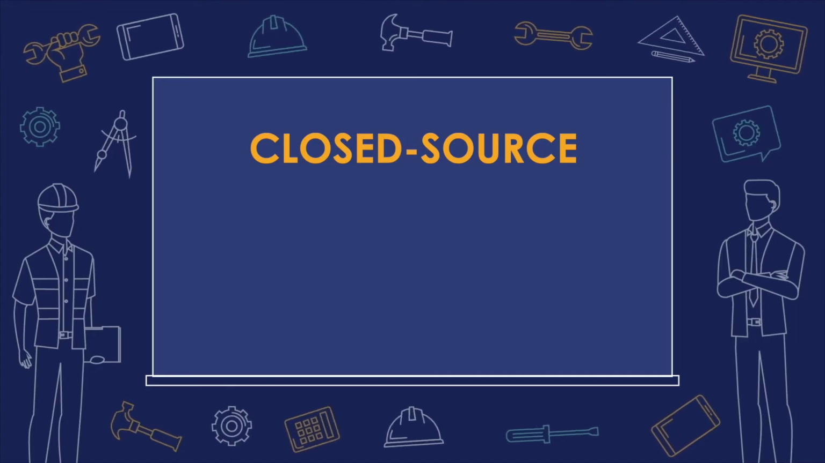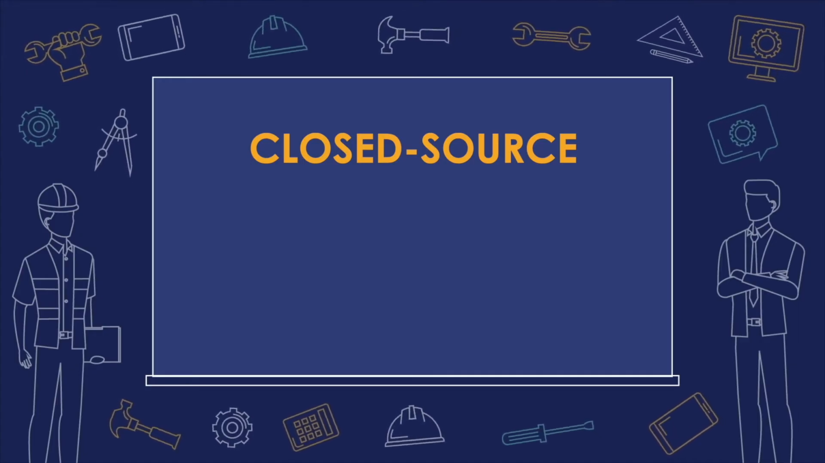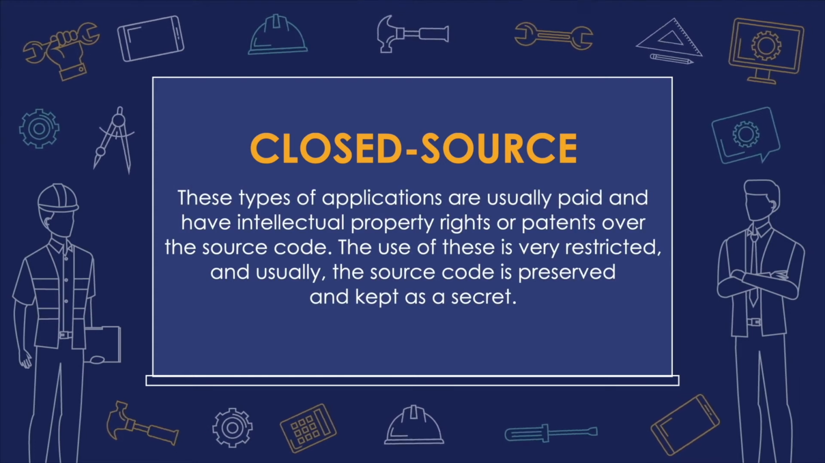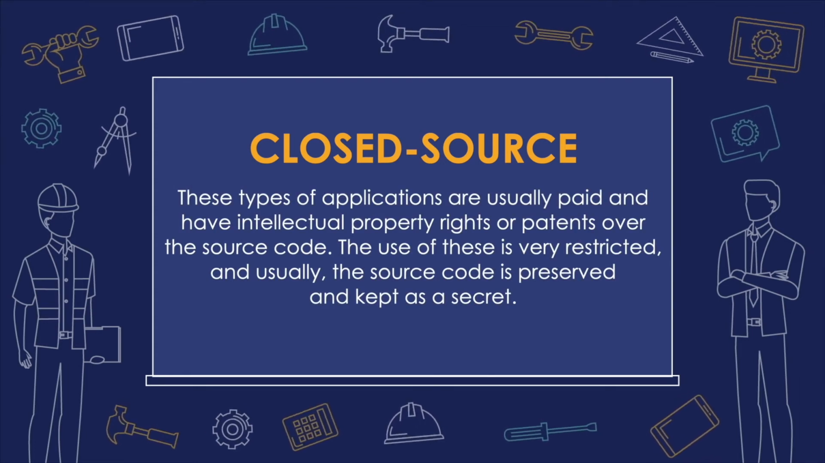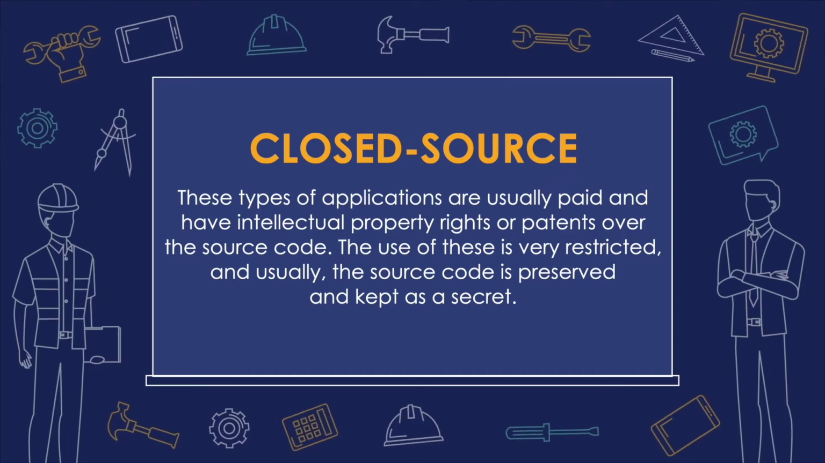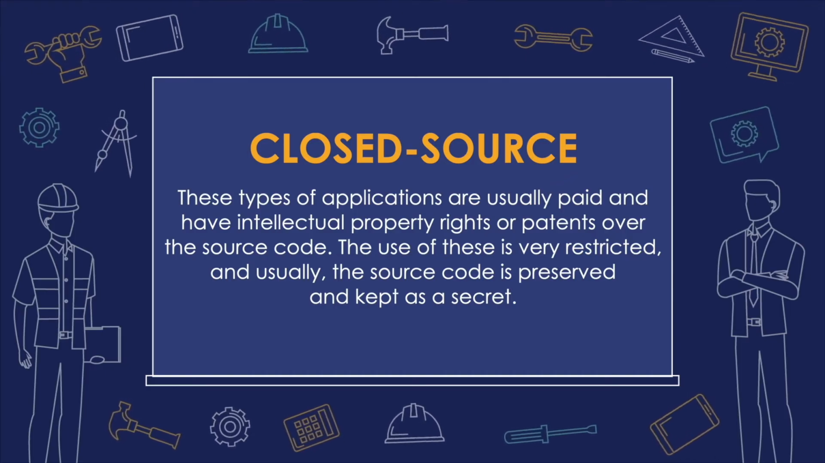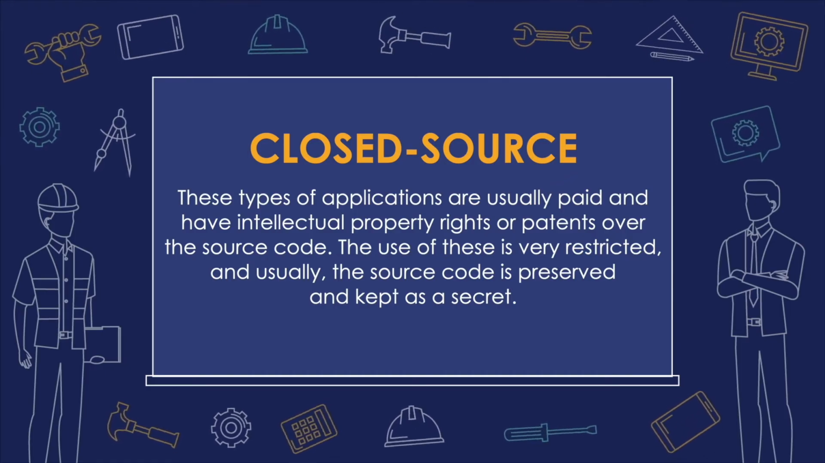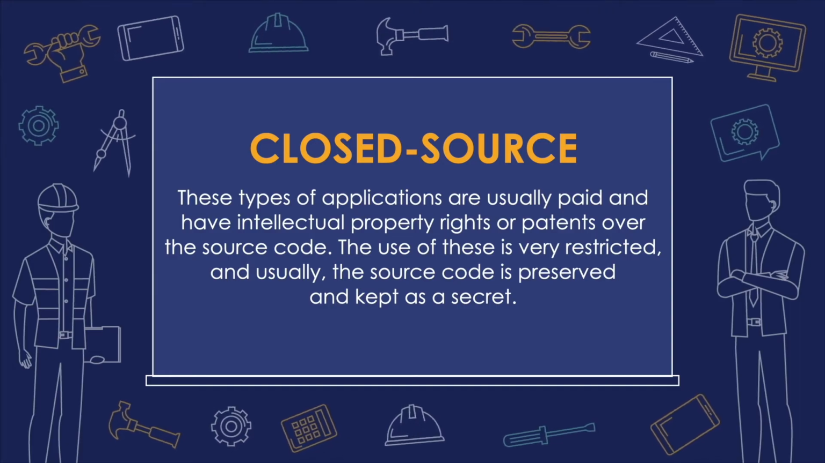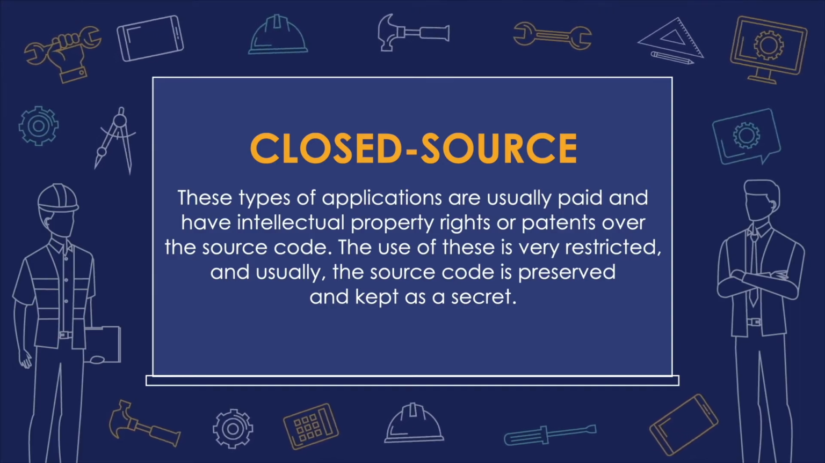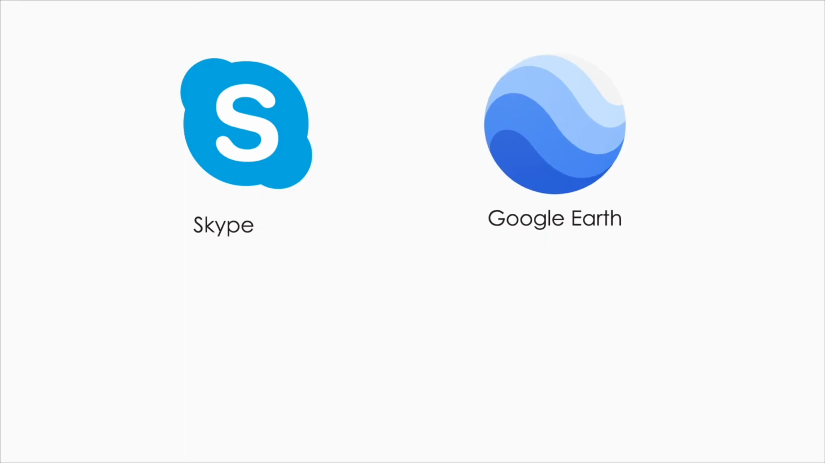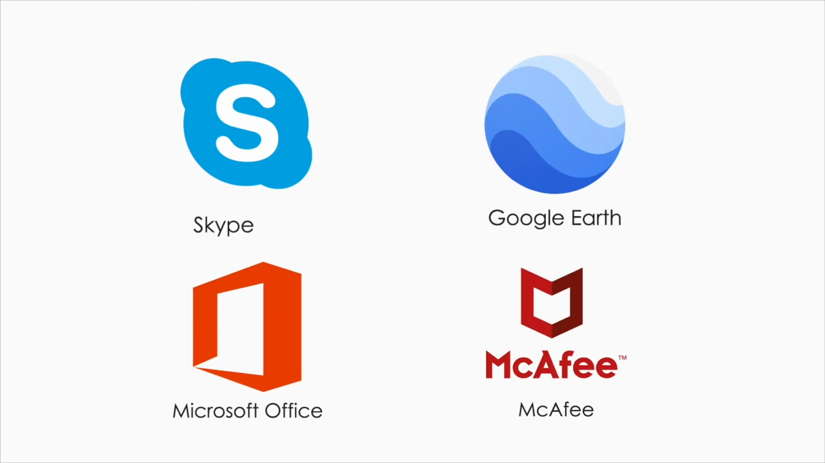And lastly, we have the closed source software. This type of application is usually paid and has intellectual property rights or patents over the source code. The use of this is very restricted, and usually the source code is preserved and kept as a secret. Some examples are Skype, Google Earth, Microsoft Office, and McAfee antivirus software.